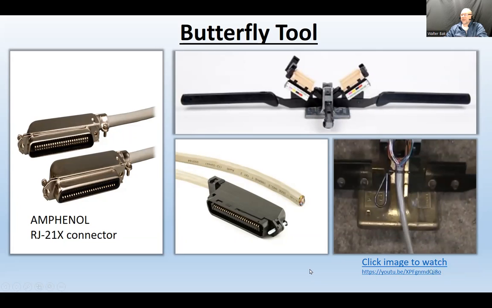So you know what the butterfly tool is used for. The butterfly tool is used to terminate the RJ21X connectors, male or female, onto 25 pair cables. It used to be expensive, but now we can pick it up on eBay for, like, I don't know, sometimes $50 or $20, depending on who sells that.